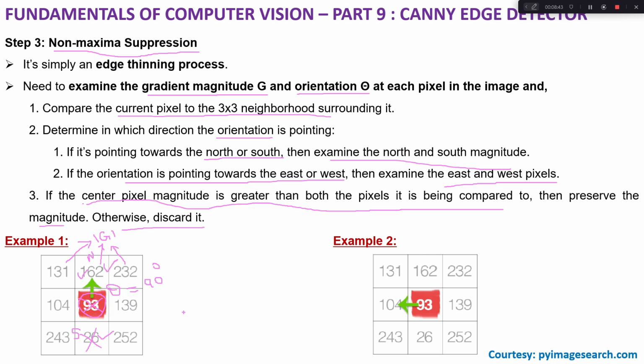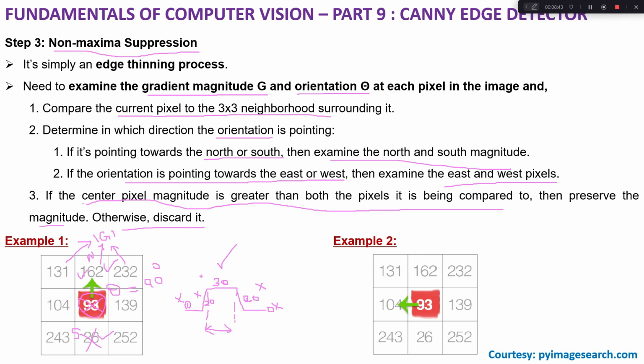Let me give another example. If I take an edge, something like this, right? Here, let us take a magnitude value of 10, the next pixel 20, the third pixel 30, the fourth pixel again 20, and the last pixel 0. In this case, I am going to compare with the neighbors. Here I have a gradient magnitude which is maximum, whereas the neighboring pixels have a gradient magnitude which is less. So we are going to eliminate the neighboring pixels. Thereby my edge becomes thinner.